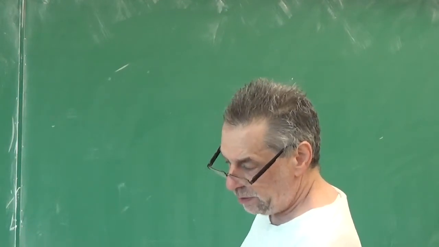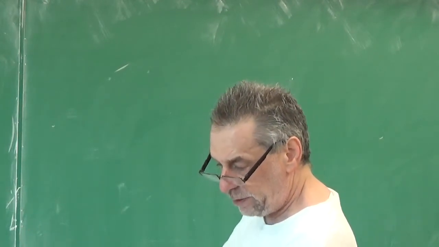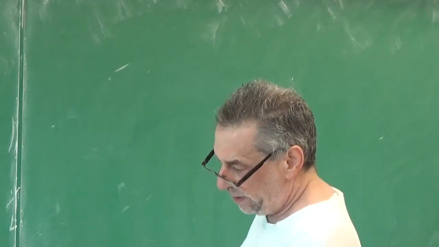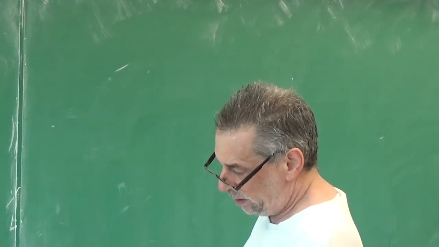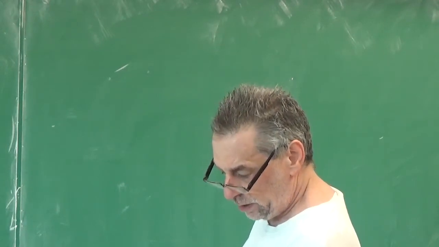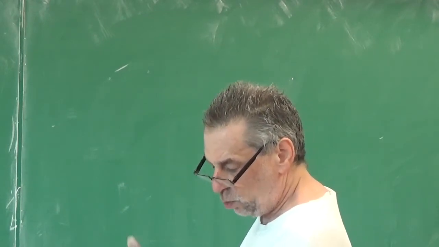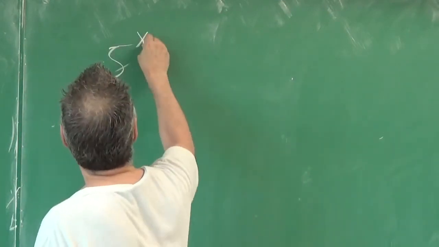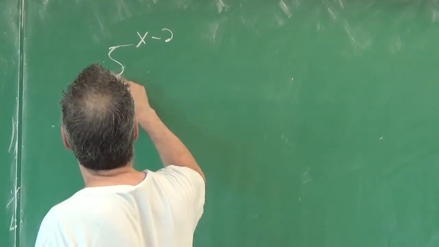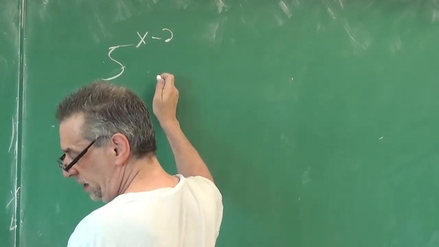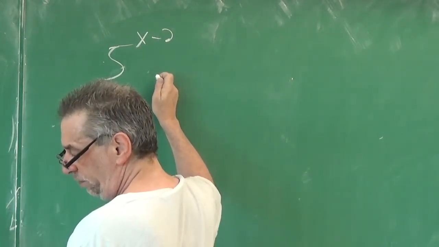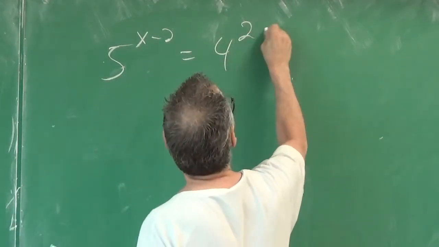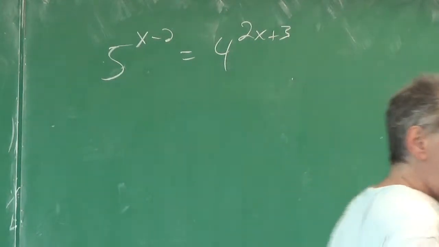Let's see, another method I want to make sure that we cover here. We did same base, we used natural logs. I guess that's really the only two cases. Let's do one more just to solidify. So let's look at something like this. We have 5 raised to the x minus 2 equals 4 raised to the 2x plus 3. All right, so this is an exponential equation.